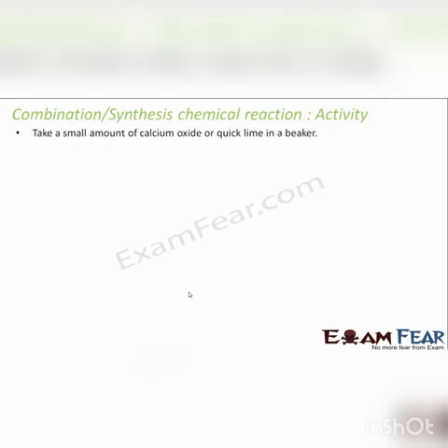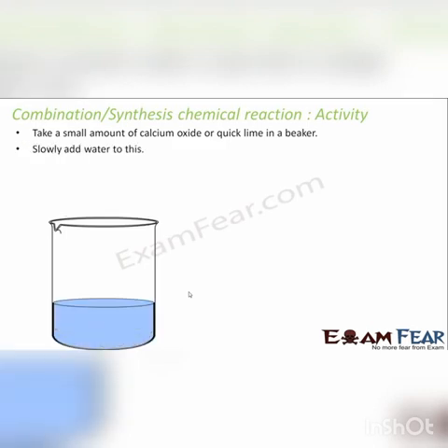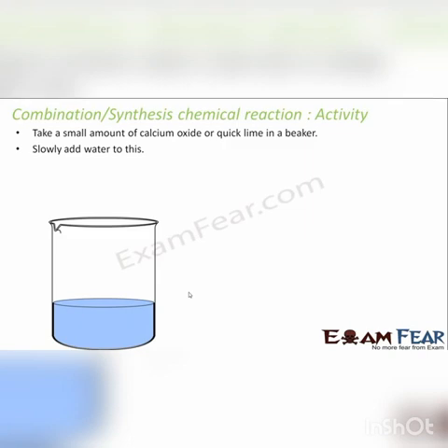Let's do an activity for that. We can take some amount of calcium oxide or quicklime in a beaker. So this is a beaker and we have taken some lime in this. Slowly add some water to it. Let's add some water. If you see, this thing got dissolved, the moment we add water. And now let's touch the beaker.